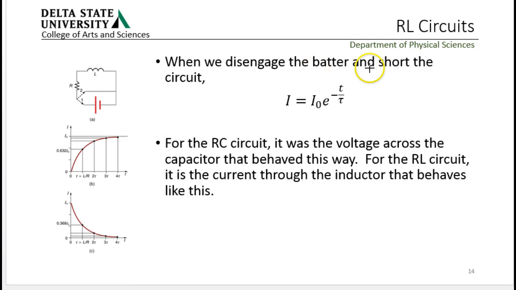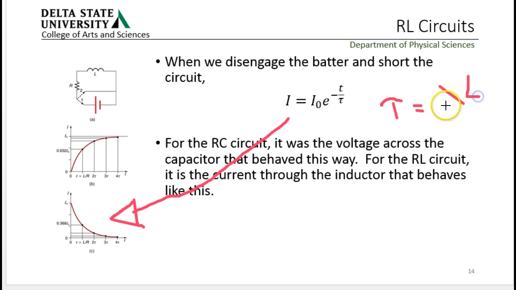When we disengage, we get the decaying current, I equals I naught e to the minus t over tau. And remember, tau is still L over R.